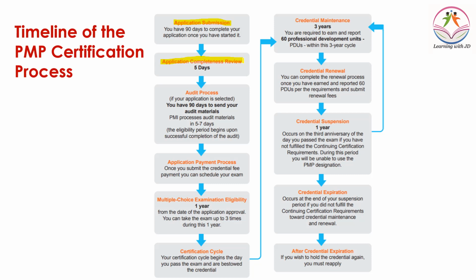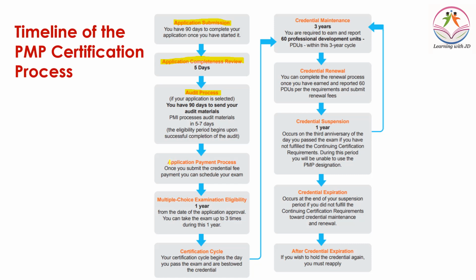It will take 5 days for them to come back to you whether your application has been approved or not. There are certain applications that get into an audit process. This is just a minimum of 1 or 2% of the applications. Just in case your application is one of them, you will have 90 days to send your audit materials. They will come back to you asking for clarification and any documents they further need in terms of understanding your eligibility, etc. So you will have 90 days to do that.